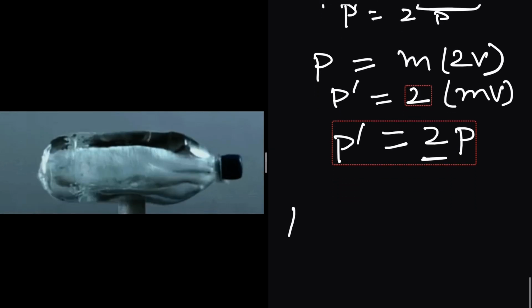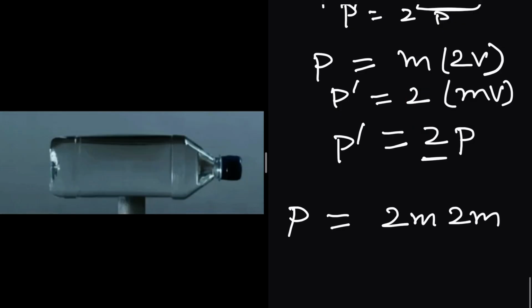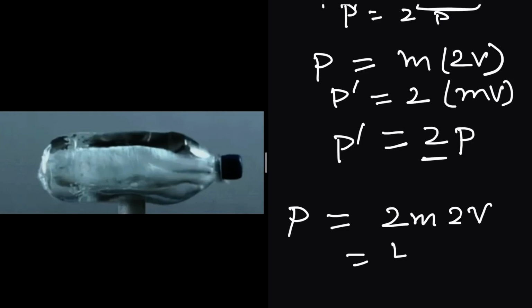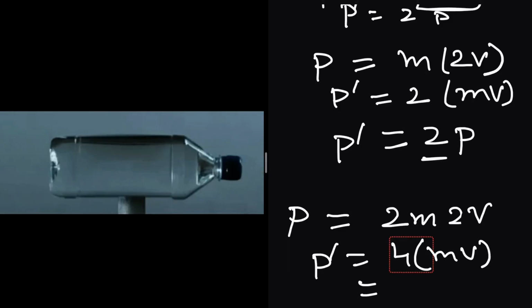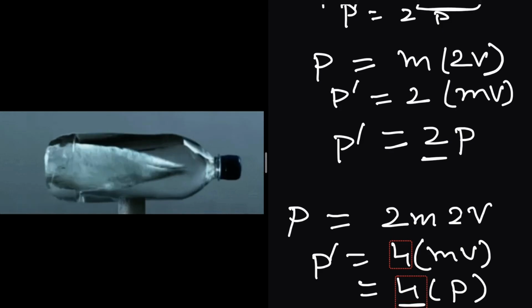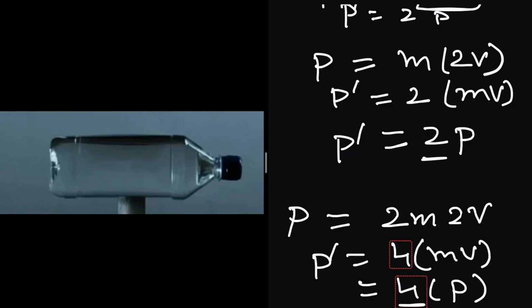Two times. Now what will happen if both mass and velocity become twice? If both mass and velocity become twice, then 2 into 2 is 4, and mv is nothing but the momentum. So momentum will become how many times? 4 times. These questions they generally ask in exams. So I hope it is clear to you.